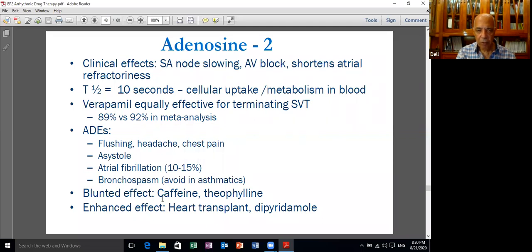The A1 receptor is occupied by caffeine and theophylline, so patients who are drinking a lot of coffee or taking theophylline for asthma cannot respond to it. And in contrast, the hyperresponders include heart transplant individuals and those taking dipyridamole, which antagonizes the phosphodiesterase type 3.